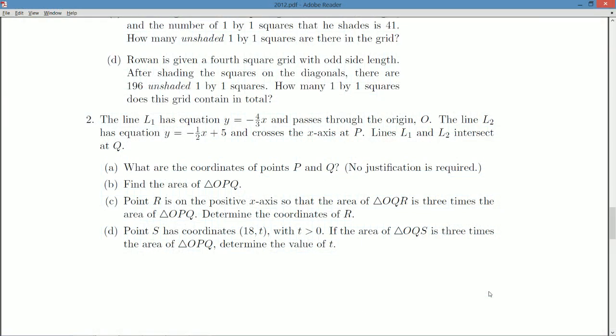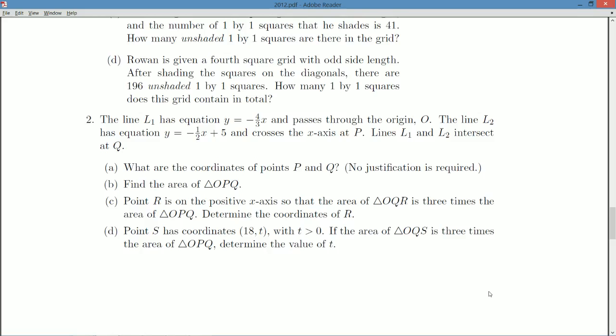How about D part? Point S has coordinates 18, T. So wherever he is, his x coordinate's 18. His other coordinate can vary. And T is going to be positive. Okay, that's definitely important. If the area of triangle OQS is 3 times the area of triangle OPQ, determine the value of T.